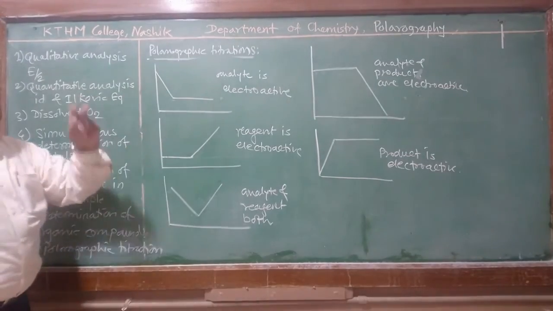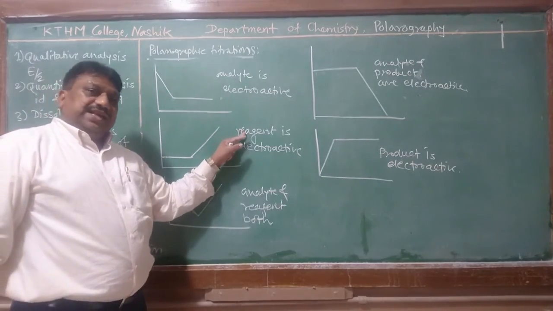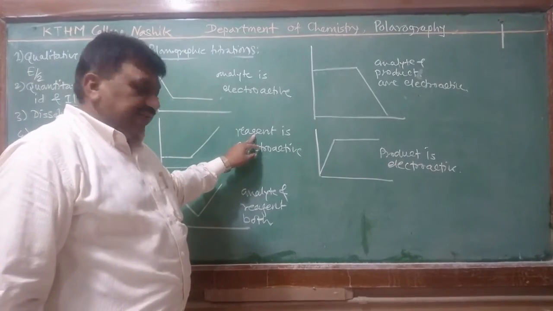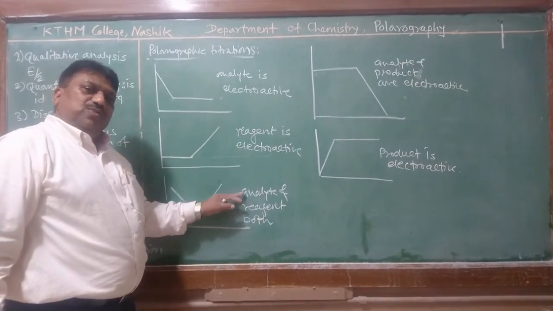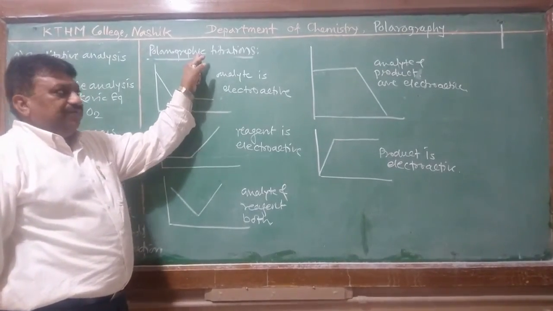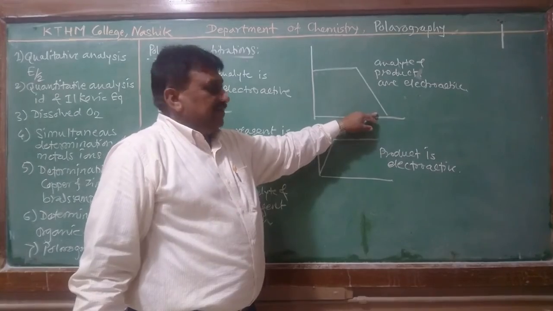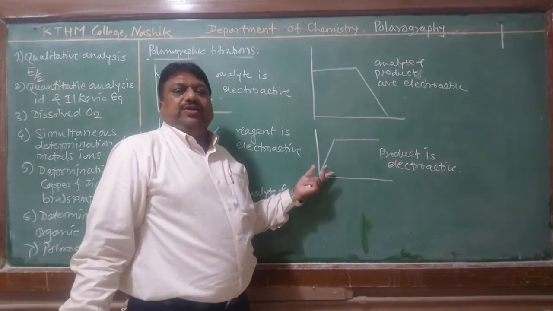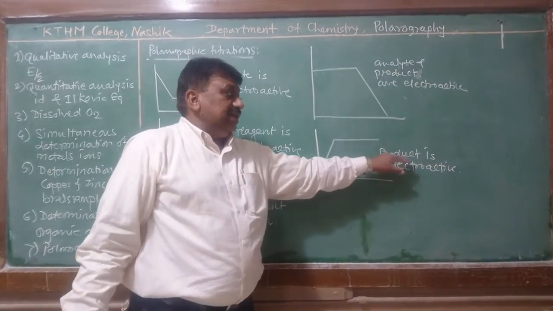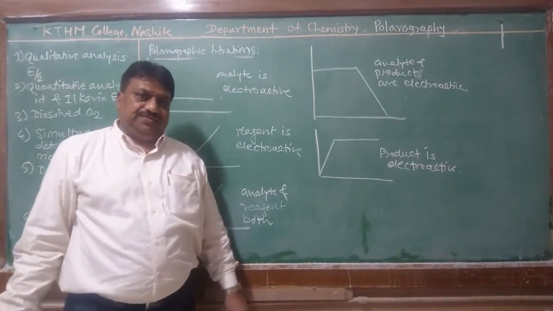Therefore, we can perform polarographic titration for different types of analyte. If the analyte is electroactive, then we can easily perform it. If the analyte is not electroactive, then we can use an electroactive reagent. If the reagent and analyte are both electroactive, then also we can determine it using polarographic titration. If the analyte and product are electroactive, then we have a graph like this. And if the analyte is not electroactive and even the reagent is not electroactive, we can still determine the analyte by polarographic titration if the product is electroactive.